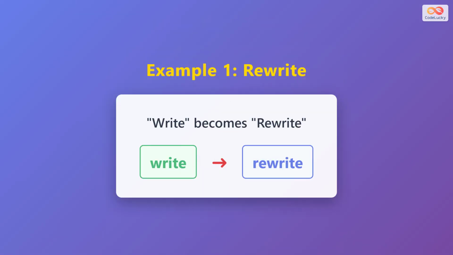First example is rewrite. The base word is write. Write means to put words on paper. Rewrite means to write again, usually to make it better. You rewrite when you fix your first try.